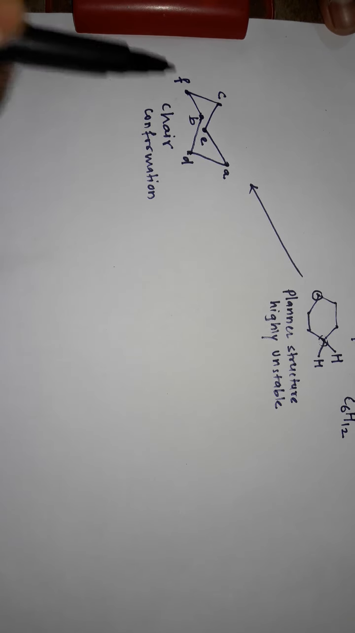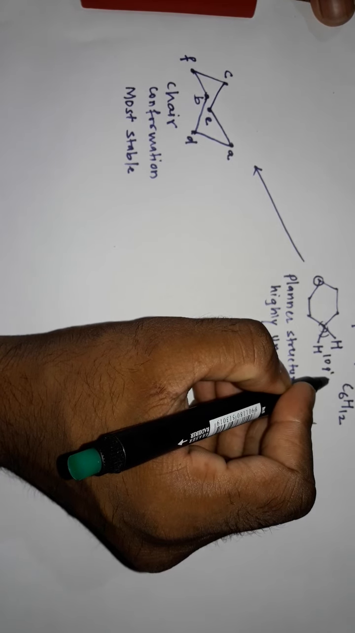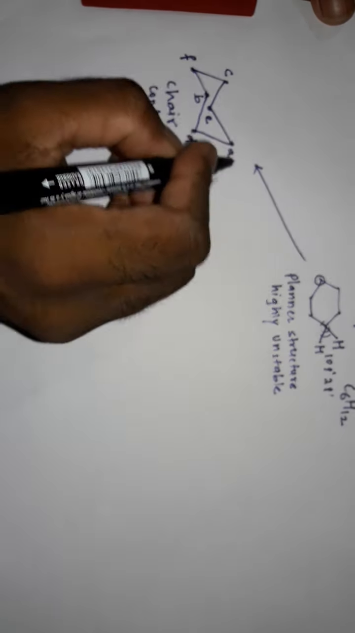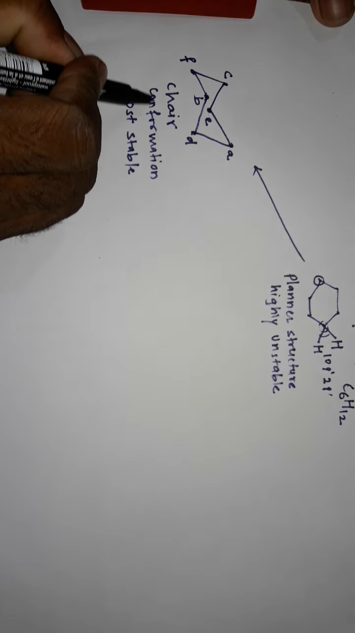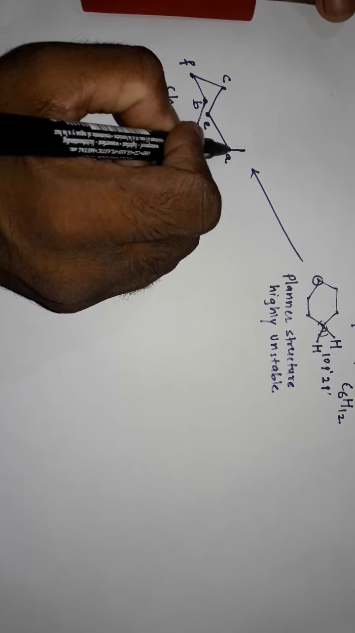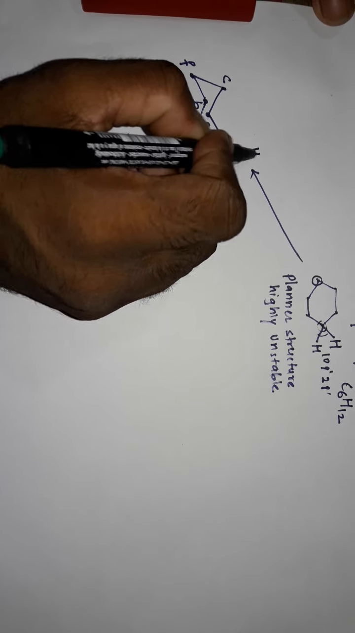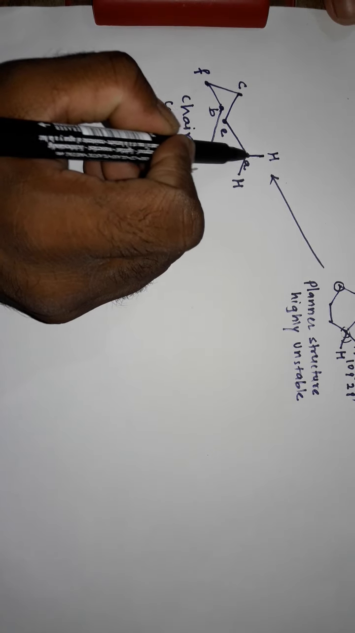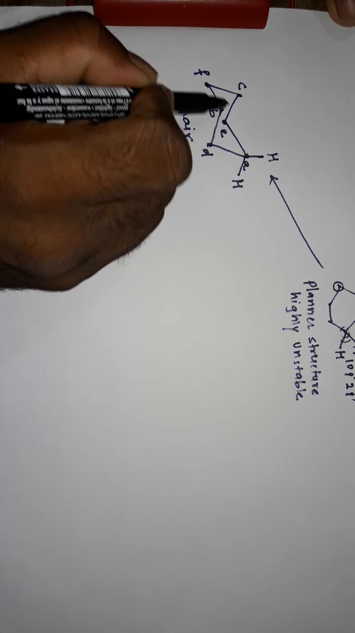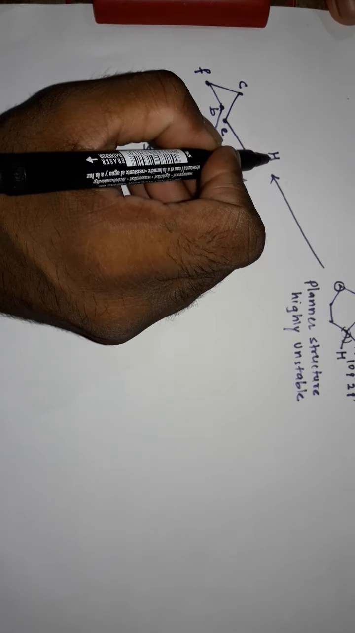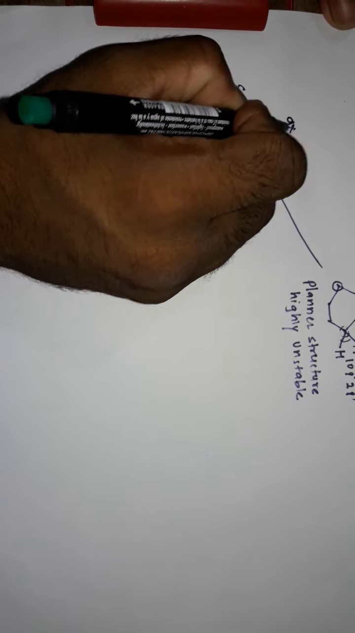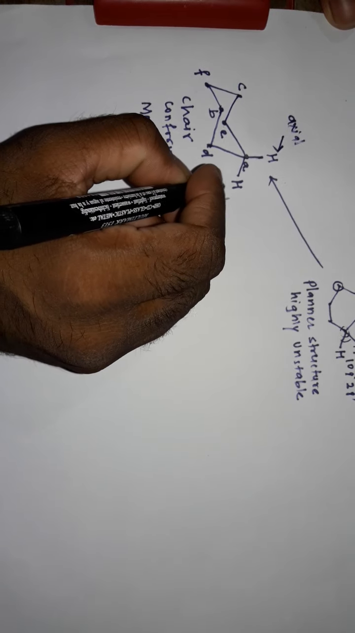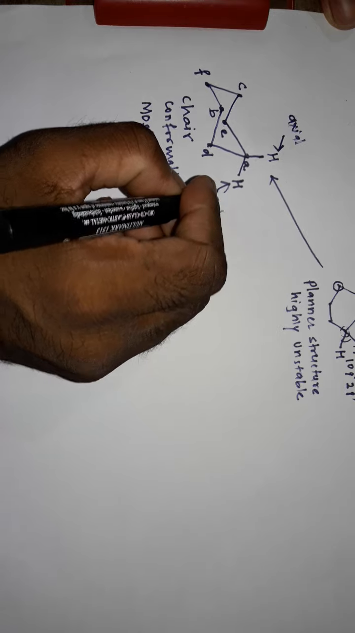Most stable one. And since this carbon is sp3 hybridized, the angle must be 109.28 minutes. So in the case of chair conformation, the bonds will be like this. The bond which is perpendicular to the chair conformation is known as the axial bond, and the bond which is slightly tilted or slanted is called the equatorial bond.